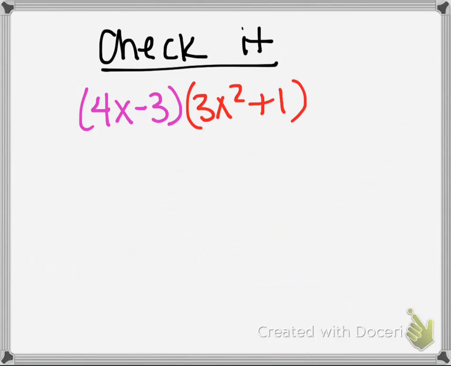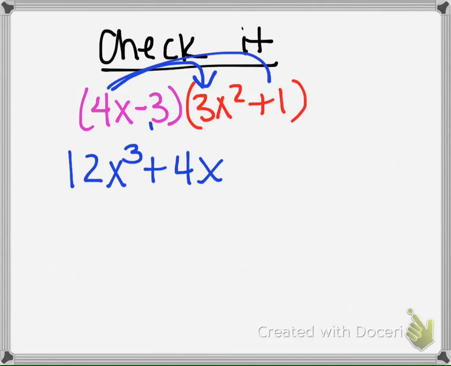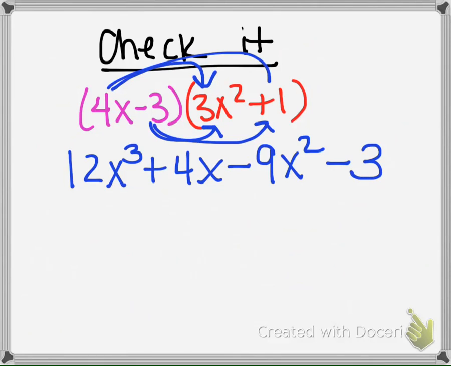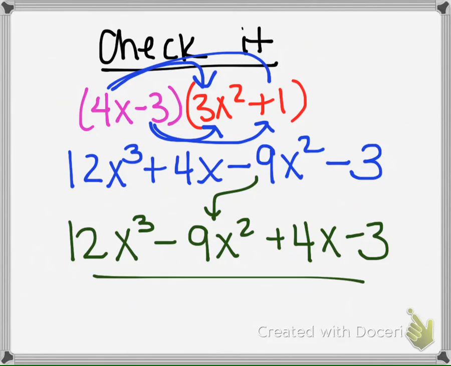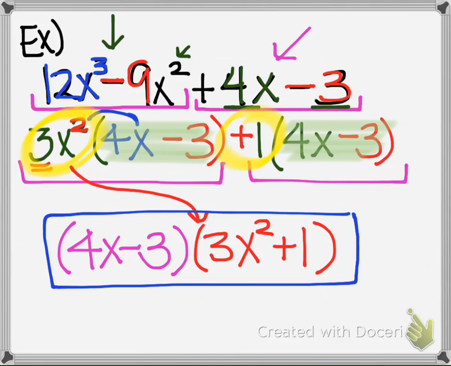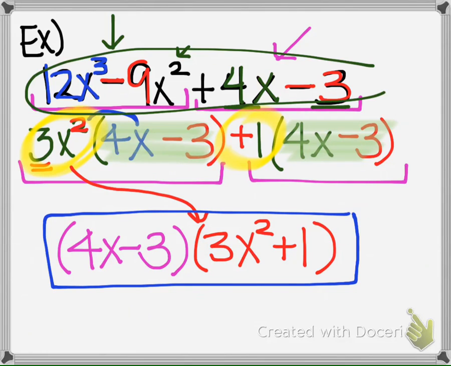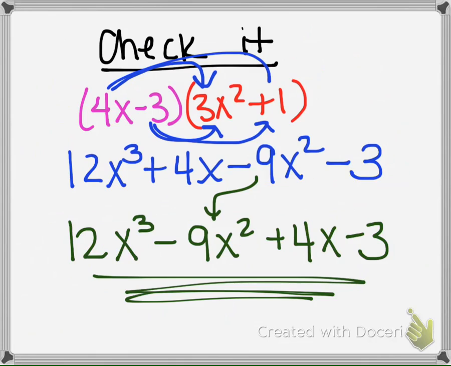Now let's say we want to check this. To check this, we would multiply it out. So 4x times 3x squared is 12x cubed, and 4x times 1 is 4x. -3 times 3x squared is -9x squared, and -3 times positive 1 is -3. So when we multiply it out, we get 12x cubed minus 9x squared plus 4x minus 3. And if we go back to our original problem, that's what we started with. So you can always check this by multiplying it out and checking if we get the original polynomial, which we did here.